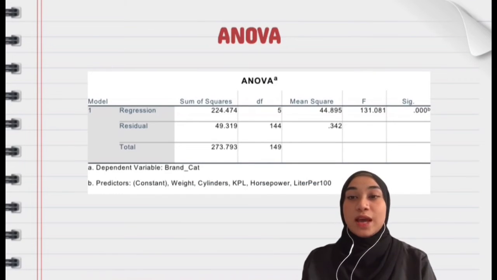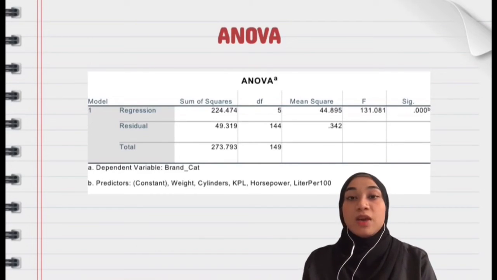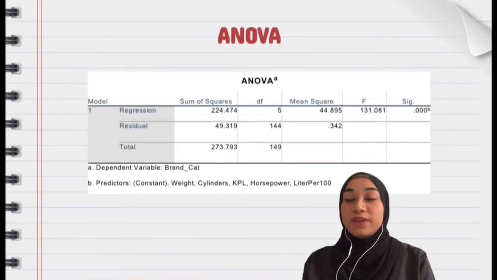ANOVA. According to the SPSS result, the p-value from the ANOVA table is 0.00 and the result is statistically significant because the p-value is smaller than alpha. We are using the dependent variable, which is a dataset of vehicle brands by liter per 100, KPL, cylinders, horsepower and weight, to analyze the p-value outcome when we carry out the ANOVA analysis.